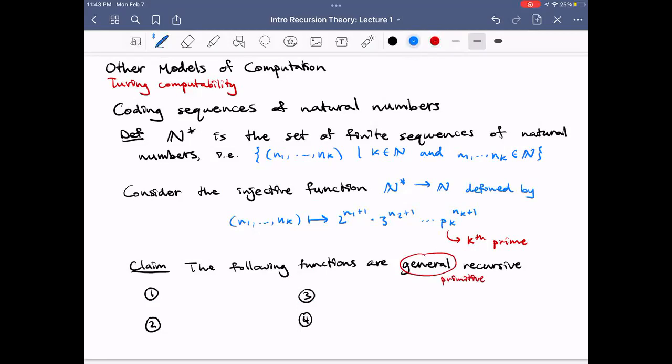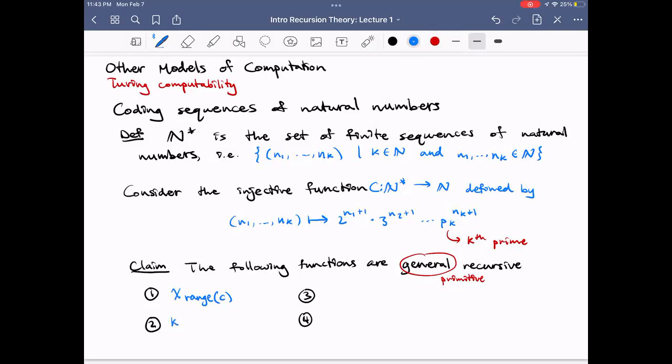So first, maybe the function, and let's call this function big C, that sends a finite sequence of natural numbers to a natural number. So first, the indicator function of the range of C is primitive recursive. So in other words, the range of C is a primitive recursive set.